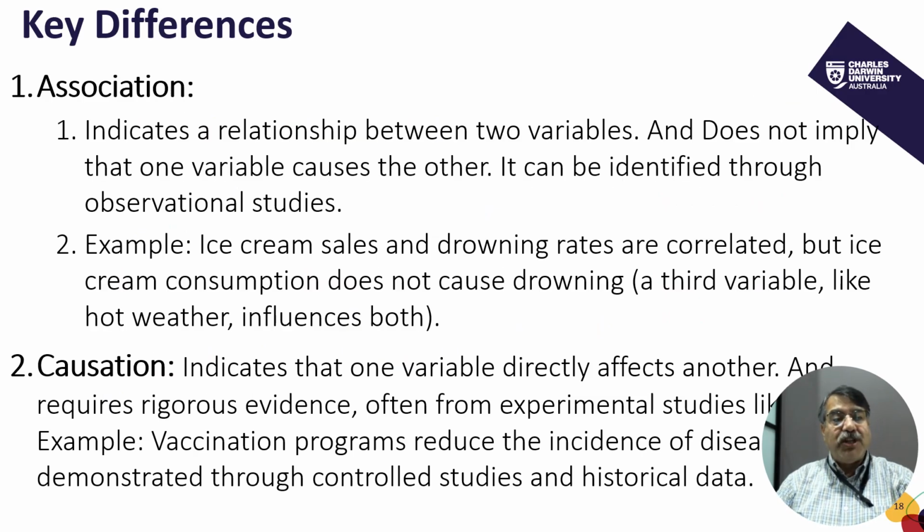Association indicates the relationship between the two variables and does not imply that one variable causes the other. It can be identified through observational studies. Ice cream sales, for example, and drowning rates are correlated, but ice cream consumption does not cause drowning. A third variable like hot weather may influence both. Causation indicates that one variable directly affects another and requires rigorous evidence, often from experimental studies. Vaccination programs reduce the incidence of disease, as has been demonstrated through controlled studies and historical data.